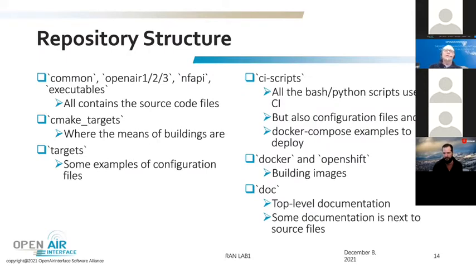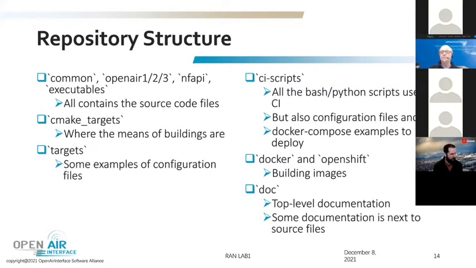The repository structure: you have the common, openair1, 2, 3 for layer 1, layer 2, layer 3, and FAPI, which contain all the source code files. CMake targets is where you will be building, and all the means of building are located. In targets, you will have some example configuration files. But on the right, what my team, DevOps and CI, is mainly focused on is ci-scripts, where you have all the bash and Python scripts used by the CI pipelines, but also configuration files that are used every day by the CI. So they are more likely to be up to date than the ones in targets.